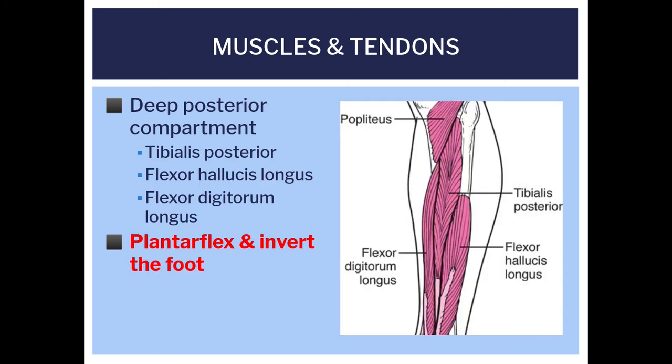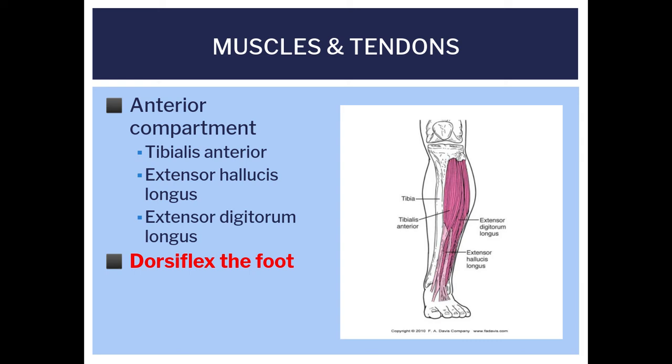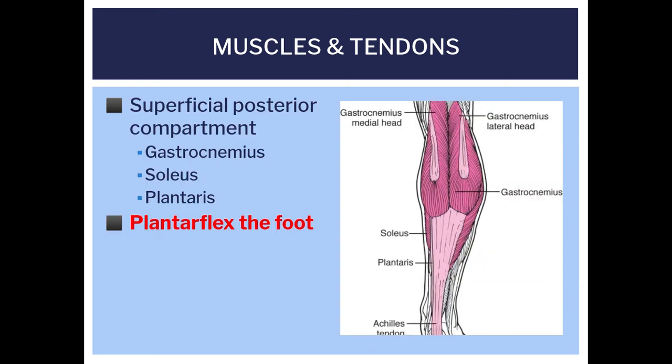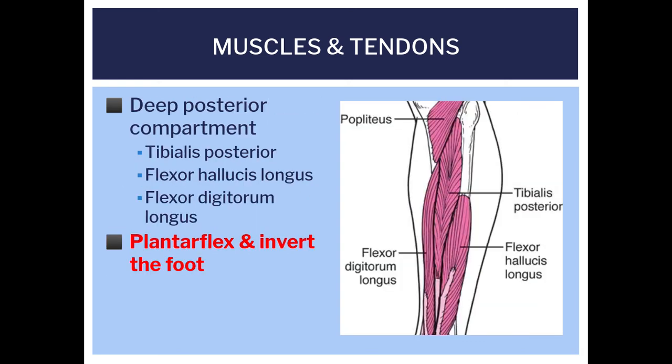You then have the muscles of your deep posterior compartment. So you have your tibialis posterior. If we go back to the anterior compartment, you have tibialis anterior. So again, this muscle is named after the location that it is found. This is going to be on the posterior side of the lower leg. Imagine if you were to remove the calf muscles, your gastrocnemius, your soleus, plantaris. These are going to be the ones that are more deep inside. And you have your flexor hallucis longus and your flexor digitorum longus.